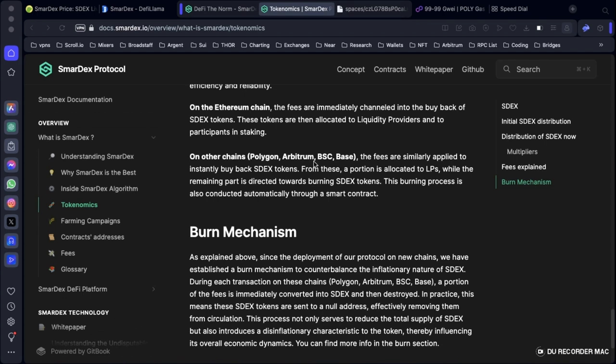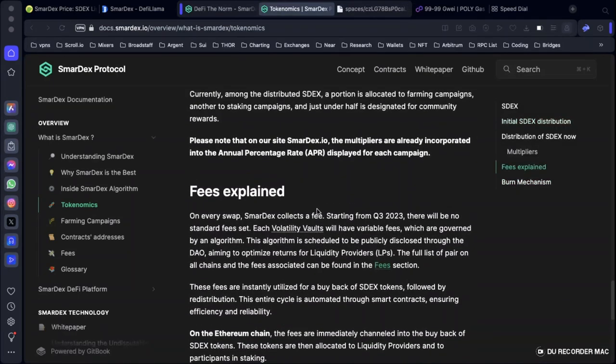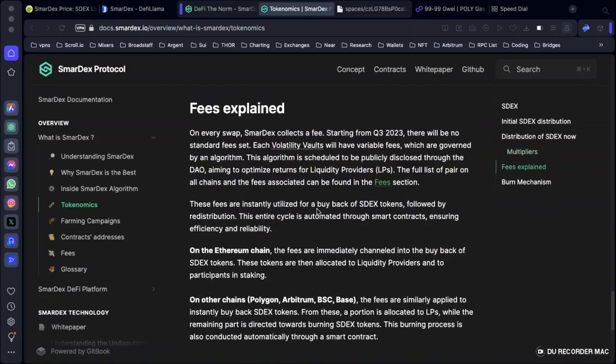Okay, so this burning mechanism only happens on secondary markets. On Ethereum mainnet, what the protocol does with a portion of the fees earned through swaps is buy back SDEX off of the market, and instead of burning the SDEX that it buys, it allocates it to SDEX stakers as well as LP providers in the form of rewards. Another point that the SmarDEX devs like to emphasize is that all these mechanisms are totally automated through smart contracts and do not have to be conducted manually.